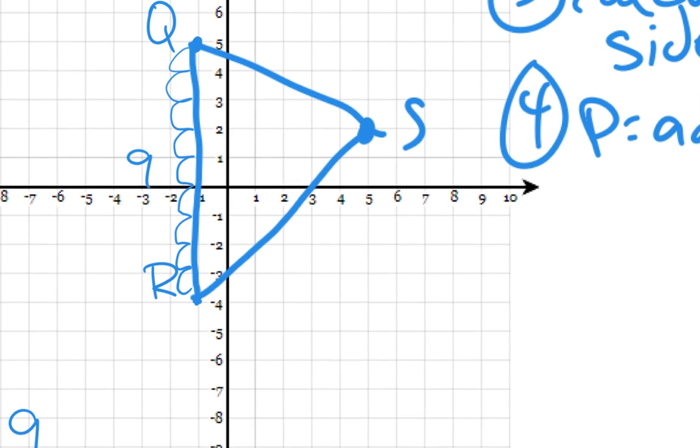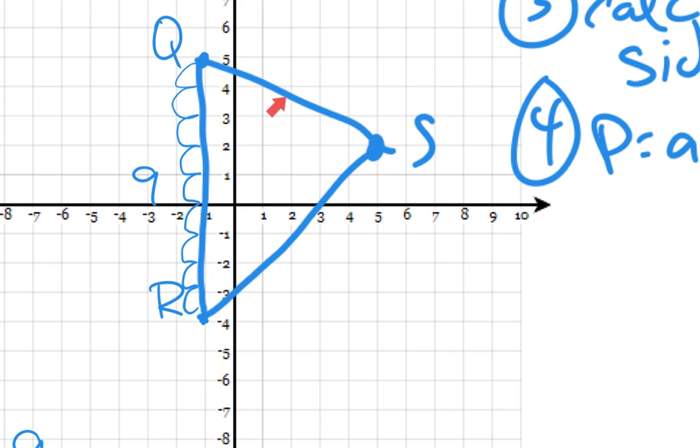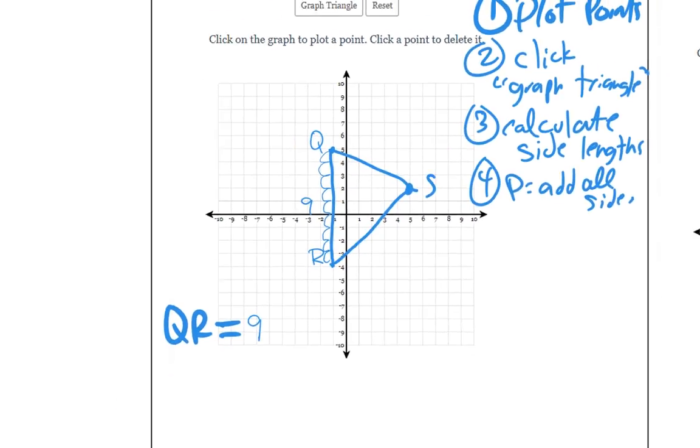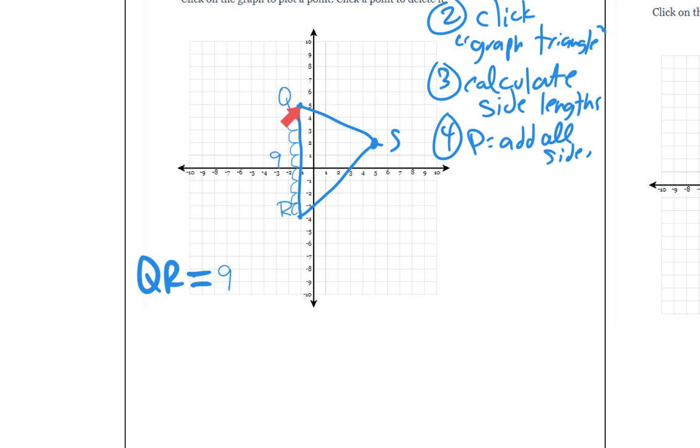But QS, if we tried to count that, we're going to get the wrong answer because it's not vertical or horizontal. Those are the only ones we can count. So this one we have to use our distance formula like we did last time. We've been practicing, so let's get practice and get better. So we said we're going to do QS. Let's write that down, QS.